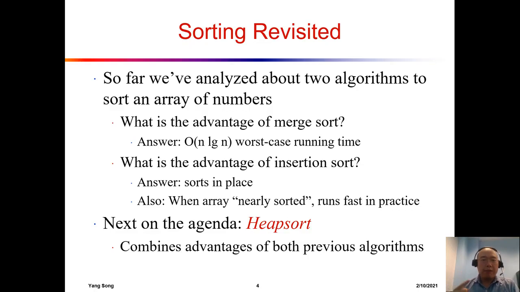Right? We want to have O(n log n) if we can choose between O(n log n) and O(n squared). And what else? Well, we also want to sort in place. We don't want an algorithm that keeps on requiring memory space from the operating system. And then we have the heap sort, and the heap sort has both of those features.